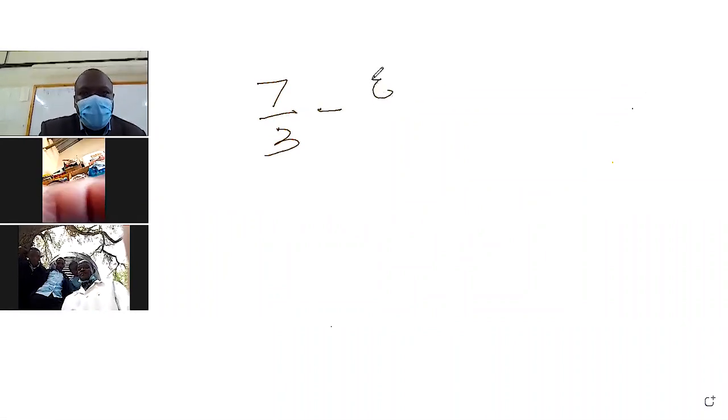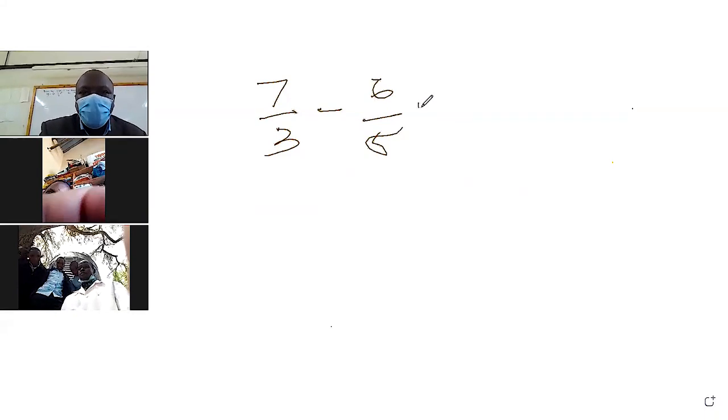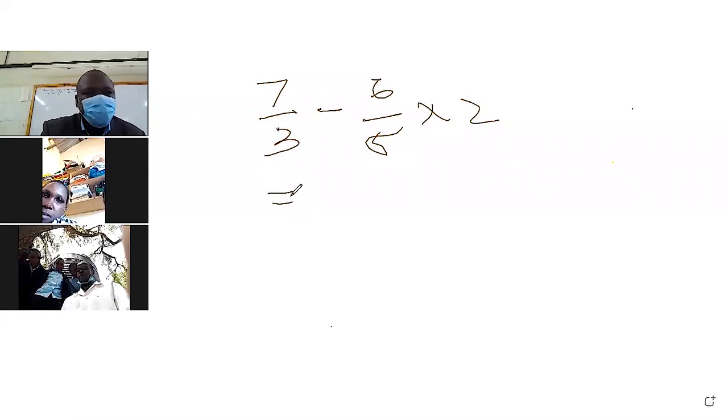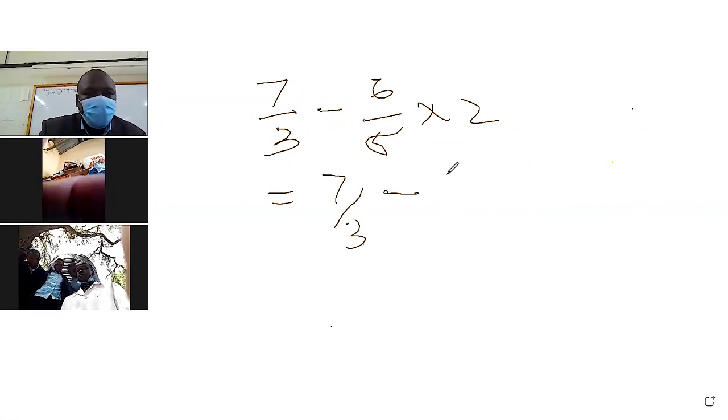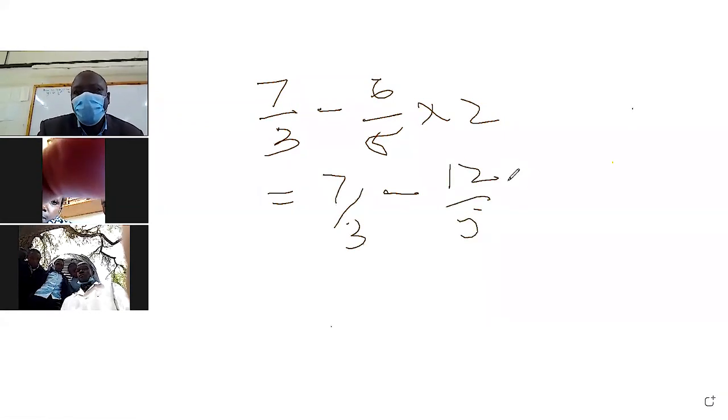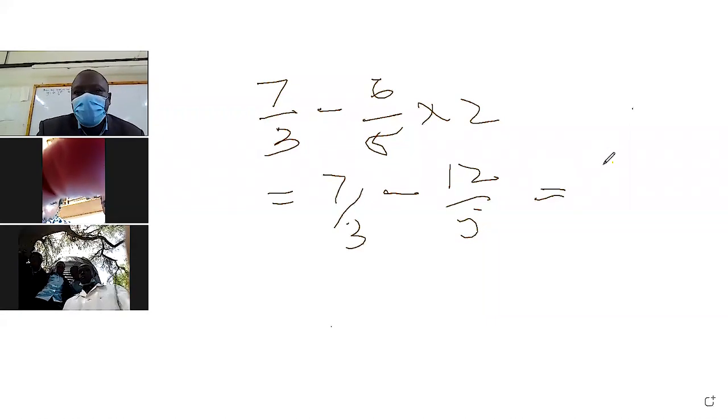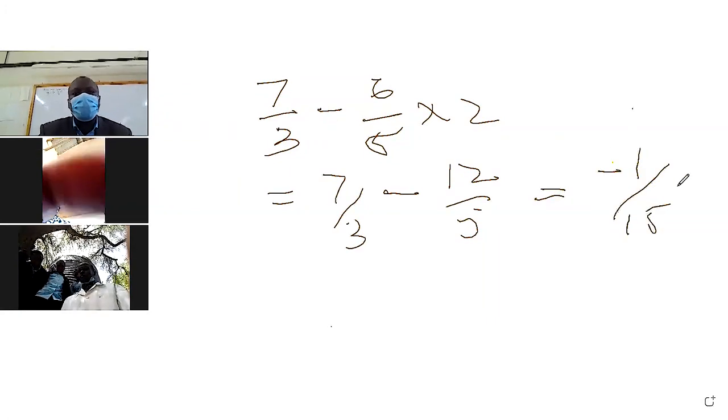In the numerator, you work out the 2 1/3 and make it an improper fraction, which is 7/3, minus 6/5 multiplied by 2, which ends up giving you 7/3 minus 12/5. When you work out this one here, you get -1/15, using the LCM as 15. That is the numerator.